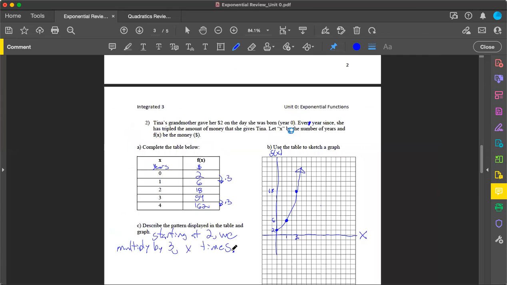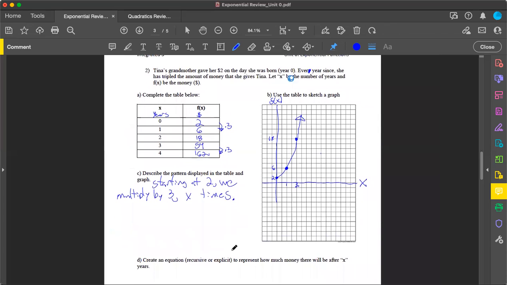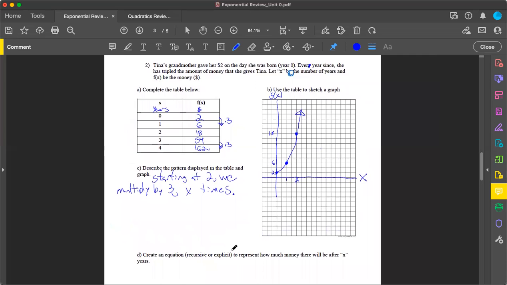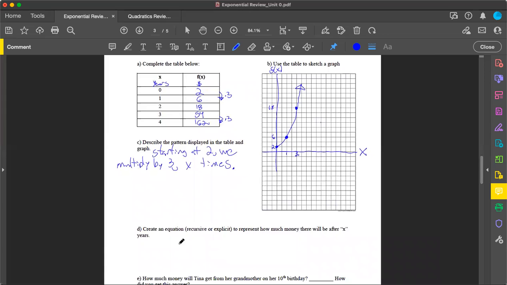The graph could be improved, but if you want to scale it up more, if you want to scale it in a different fashion, you are more than welcome to. But for now, I'm going to keep it as is. So I hope that's all right with you. Create an equation. I'm going to do both.